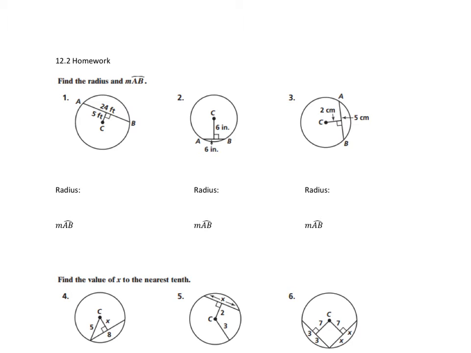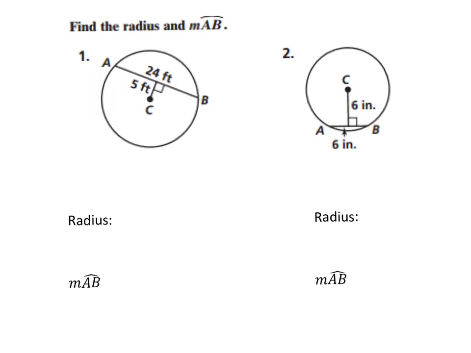Okay, I'm going to explain one of each type of these problems. So find the radius and the measure of arc AB. So this is going to be a distance and this is going to be a degree. So I'm going to draw on a radius. So radius starts at center and goes to the outside, right here. So you want to find the distance of that one red segment.